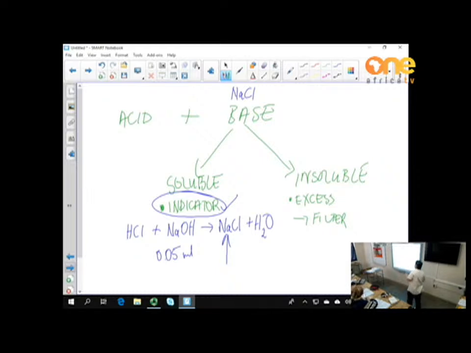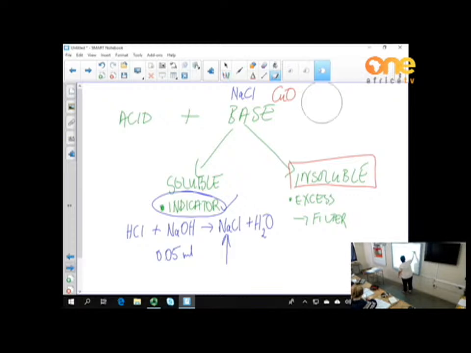Okay. So, people, that is the one way of making a salt. Let's say I'm still using an acid and a base, but now the base that I add is copper oxide. And this copper oxide is insoluble. So, I will, no, I don't want to make copper oxide, sorry. I want to make copper sulfate.